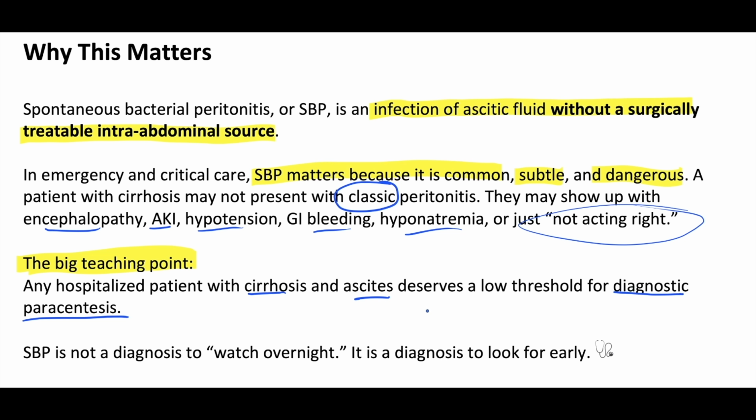Some would go as far as saying they all should have a diagnostic paracentesis, but you certainly should at least have a very low threshold to do that, right? SBP is not a diagnosis to just kind of watch for a couple days. It's a diagnosis to look for early, and you can save some morbidity and mortality with that.